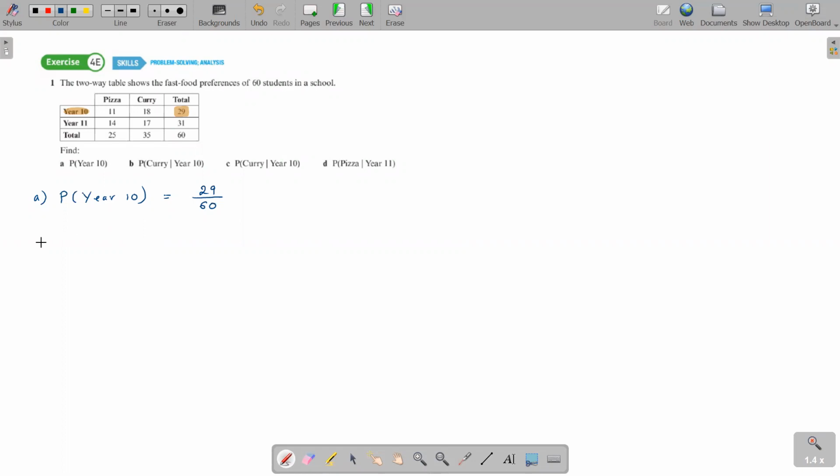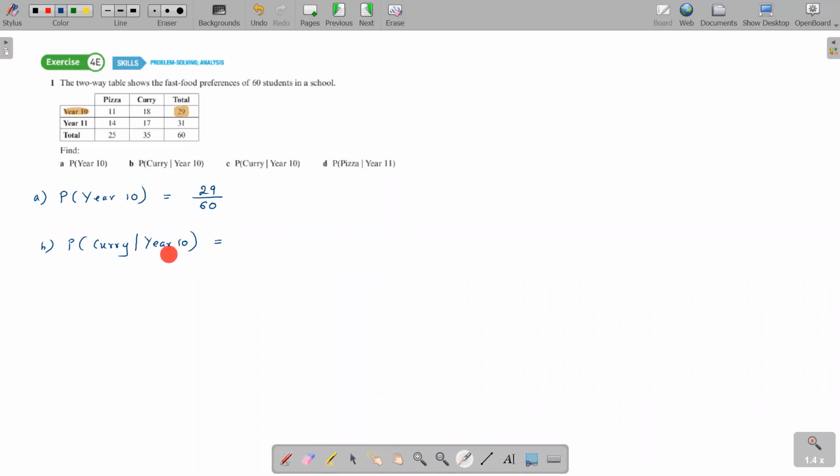All right. Okay. So part B, probability of curry given year 10. Now this is really important. So we are learning how to write a conditional probability now. Here they don't say anything about independence, so you just need to find the probability on your own. So let's find the probability on our own.